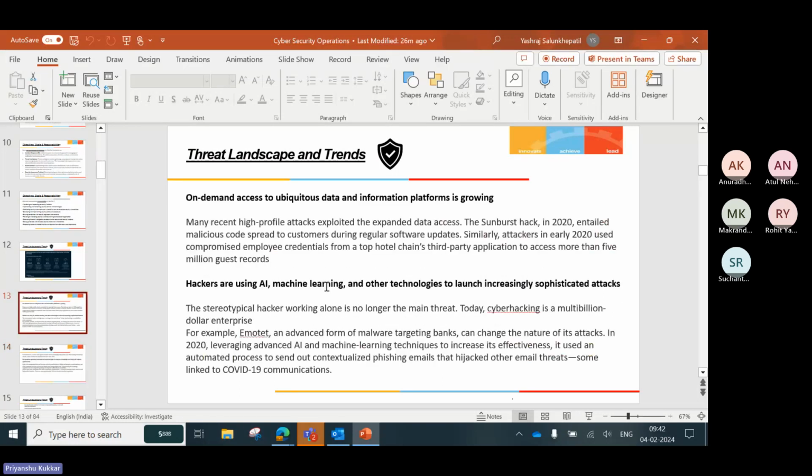Next, hackers are using AI, machine learning, and other technologies to launch increasingly sophisticated attacks. Again, pretty straightforward statement. So, a stereotypical hacker working alone is no longer the main threat. Today, cyber hacking is a multi-billion-dollar enterprise.